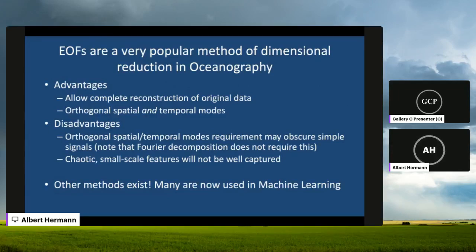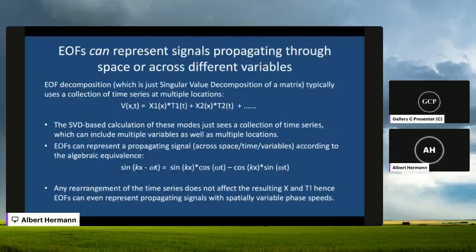There are other methods for dimensional reduction for sure, and if you open any machine learning textbook these days, you'll find dozens of them. EOFs, which are really just principal components, are just one such dimensional reduction method.